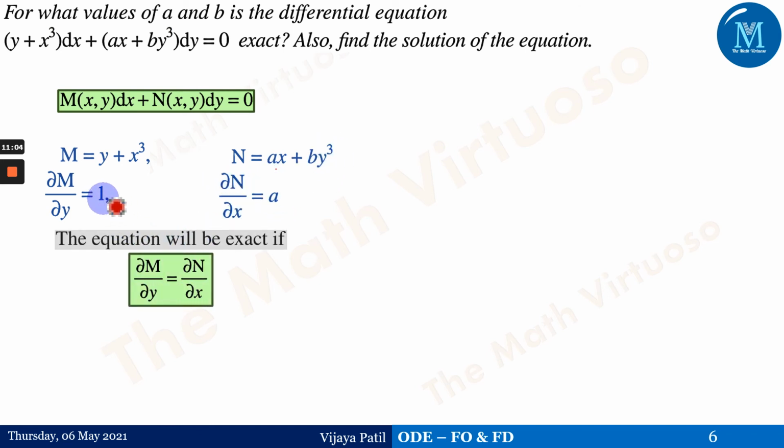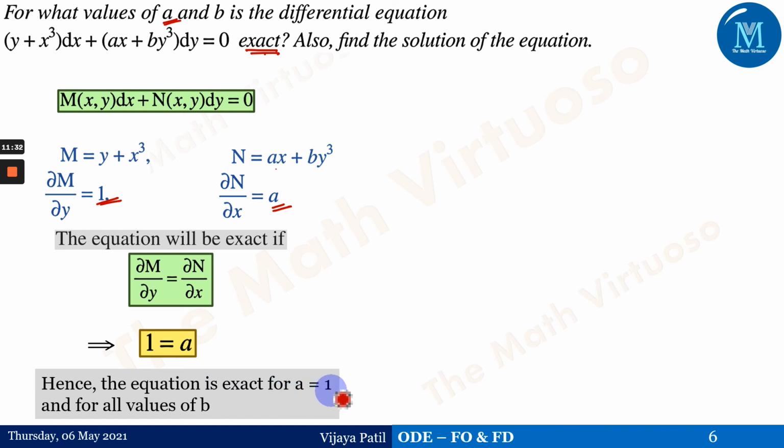If you observe both, what is to be given here? They have given that this particular equation is exact. What do you mean by that? The equation will be exact if ∂M/∂y = ∂N/∂x. That means this 1 has to be equal to a. So we have got the relation, that is a = 1. Out of a and b, we have got the value of a. So the value of a is equal to 1.